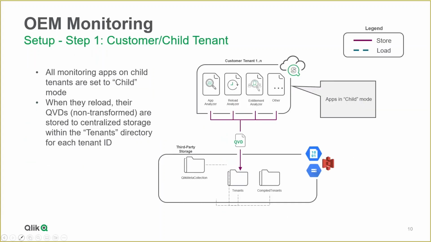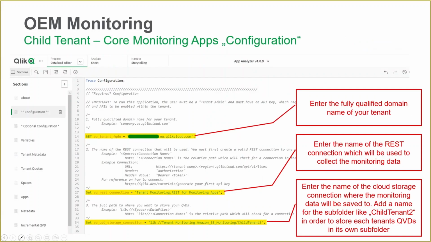Now let's have a look at what's happening on a child tenant level and how it needs to be configured. Each monitoring app will collect its relevant data through the configured REST API and store it as QVDs to the centralized file storage. Therefore, each monitoring app needs to be configured to run in child mode. Let's have a closer look at the app configuration inside the load script itself.